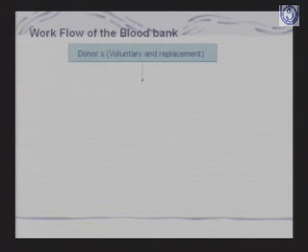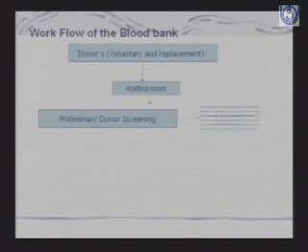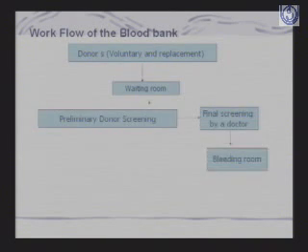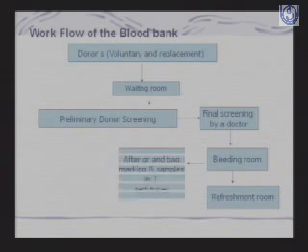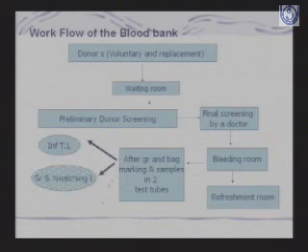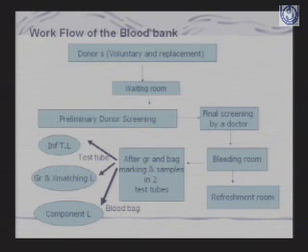Now, the workflow of the blood bank, that is, the donors or the voluntary replacements are coming to the waiting room. Then preliminary donor screening, final screening by a doctor, bleeding room and refreshment room. From the bleeding room, after grouping, the bag marking and samples in 2 test tubes, that means the test tubes for laboratory testing, and grouping and cross matching and the component separators.